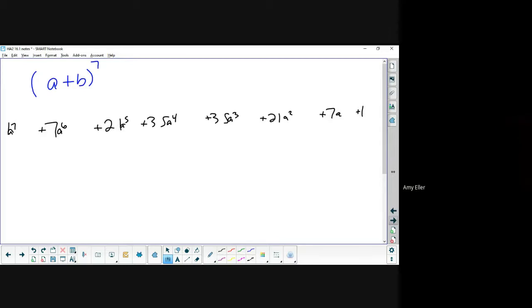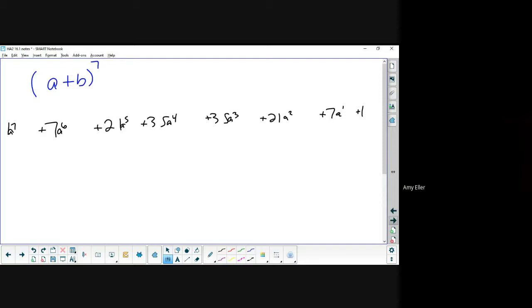I usually don't write A to the first. I just write A, but you could write to the first power. I hardly ever write A to the 0 because I know anything to the 0 power is 1, but if it helps you, write that down. So I do my coefficients first using Pascal's triangle or your calculator. 7 choose 0, 7 choose 1, etc.